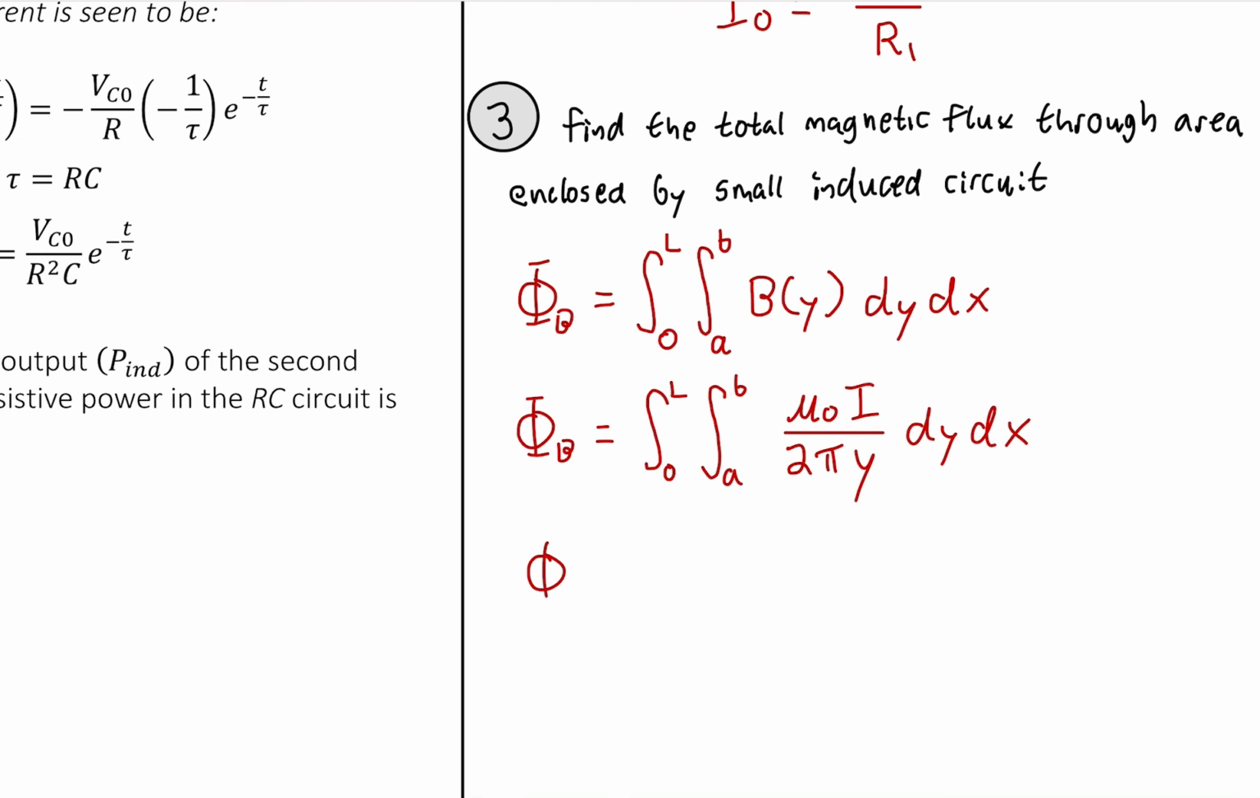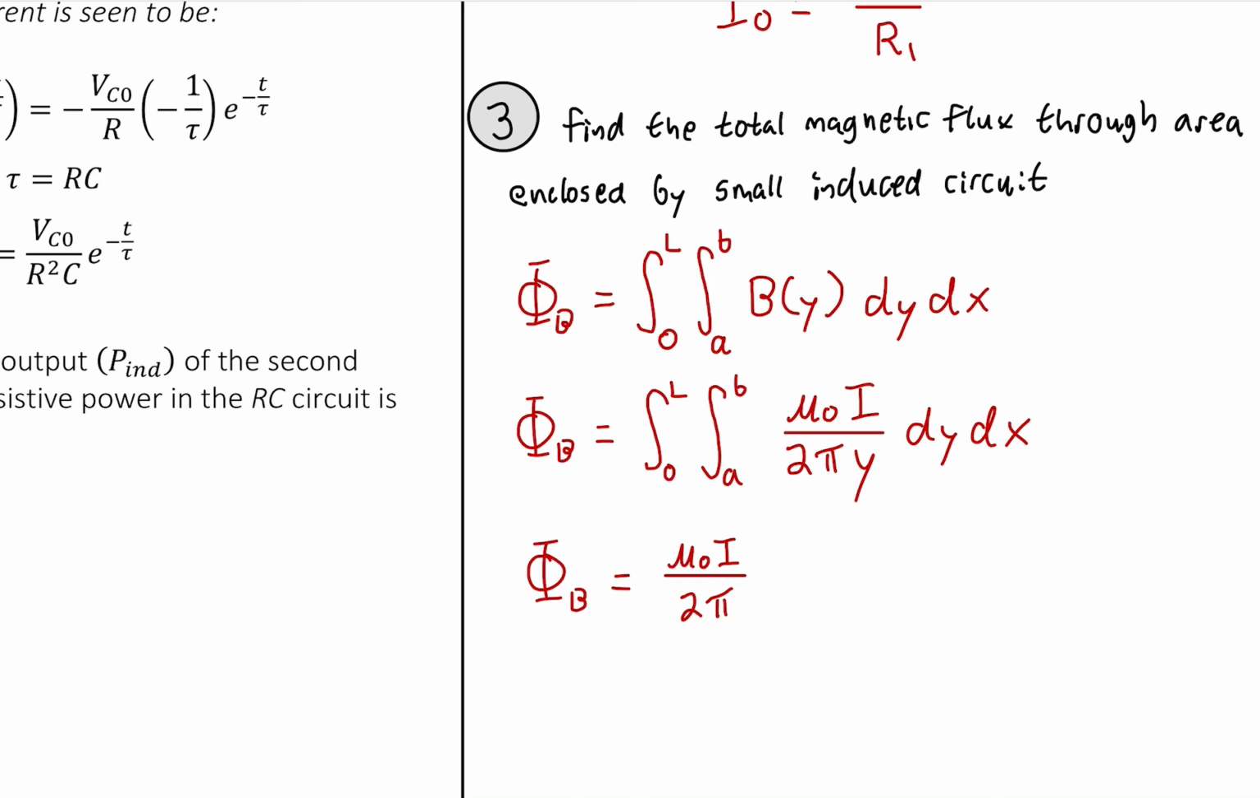So when we take a look at this, we're going to have our mu naught. Now, our I certainly is not constant, right? It's a function of time, but it's not a function of y or x. So, with regards to y and x, it is a constant, so it'll come out. And then we'll have our 2 pi. And of course, when we do an antiderivative of 1 over y with respect to y, it's going to become the natural log.